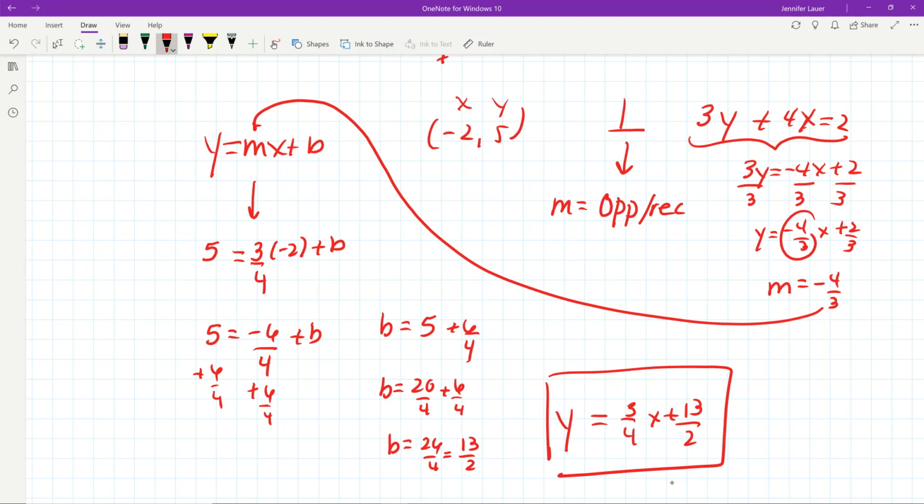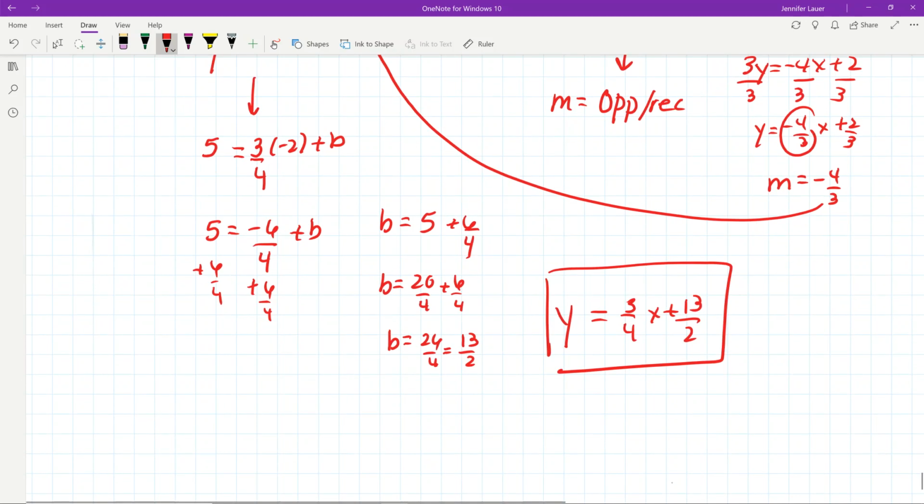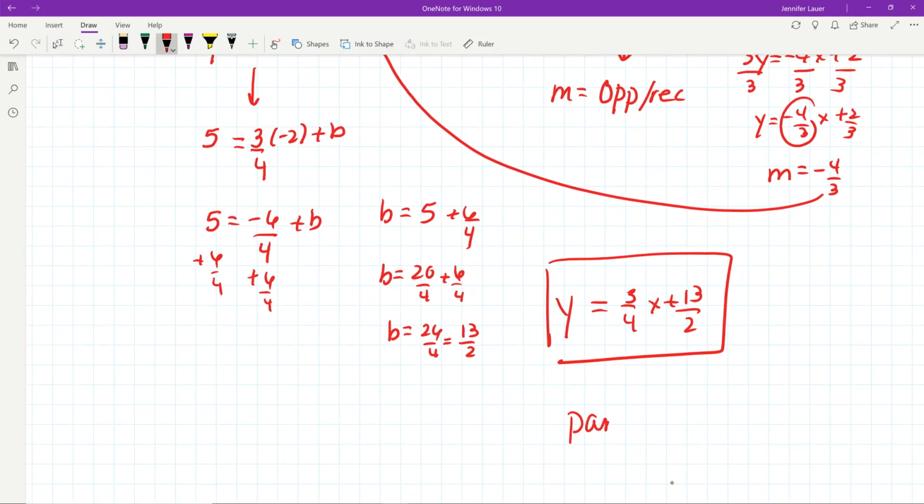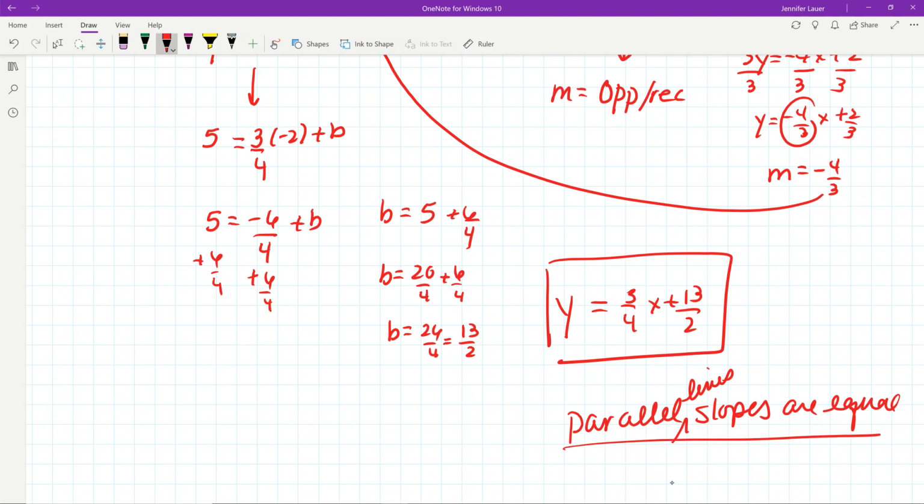Now, you can have that same type of problem, but you can also have what's called a parallel slope. And just remember with parallel lines, the slopes are equal. So perpendicular lines, they're the opposite reciprocal. Parallel lines, the slopes are equal.